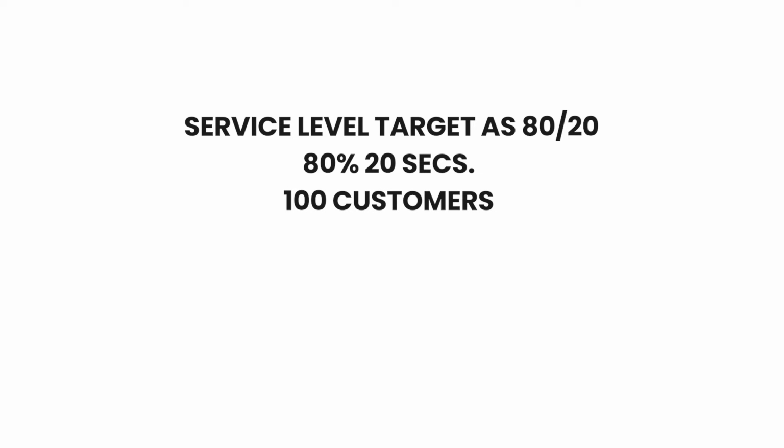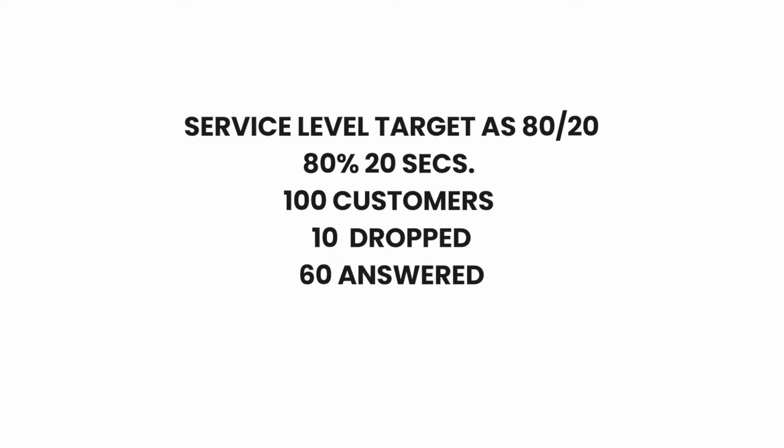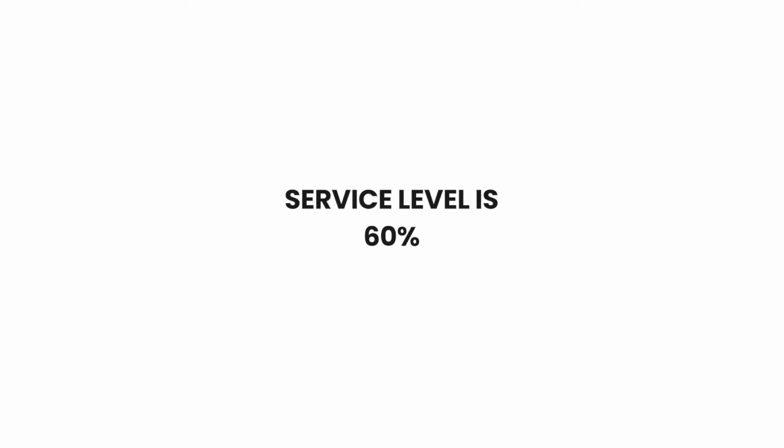100 customers called your call center today. 10 customers dropped off the line. 60 customers were answered within the targeted time you set. 30 customers were answered by waiting for more than 20 seconds. In this case, there are 100 incoming calls and 60 of them are answered within the 20 seconds target. According to the result of the first formula, the service level is 60%.